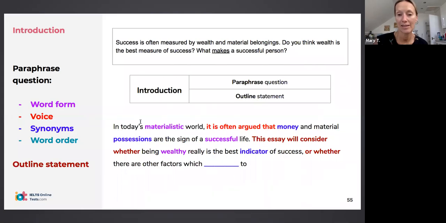There are other factors which. Okay, so this is a synonym for makes. Lead. Constitute, that's a really good one, Sunita, yes. Except if you use constitute, it wouldn't be followed by to. Contribute, someone said, Hamada, yes, contribute. So there are other factors which contribute to.